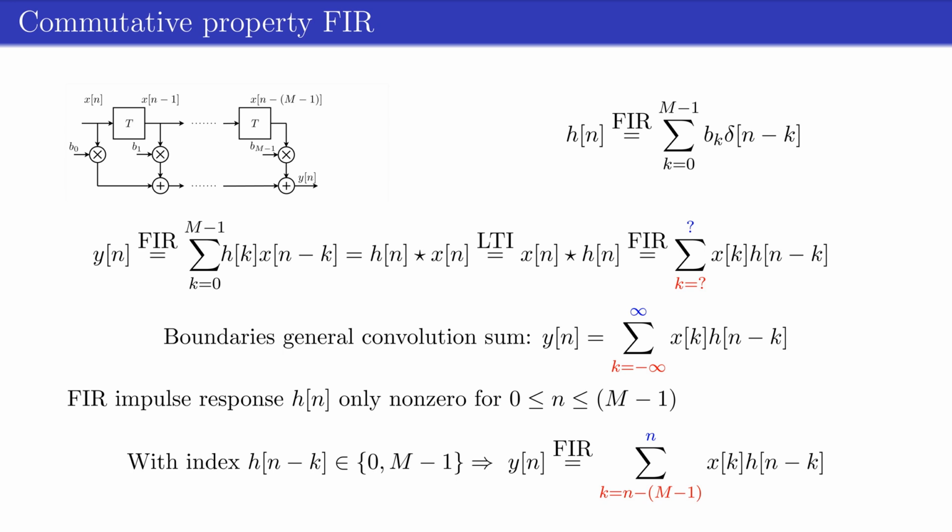Concluding, we can describe the convolution sum of an FIR filter in two different ways, namely in the first approach as a convolution of the impulse response h with the input signal x. In this approach, the boundaries of the summation are between 0 and M minus 1. In the second approach, as a convolution of the input x with the impulse response h. For this case, the boundaries are between n minus M plus 1 and n.